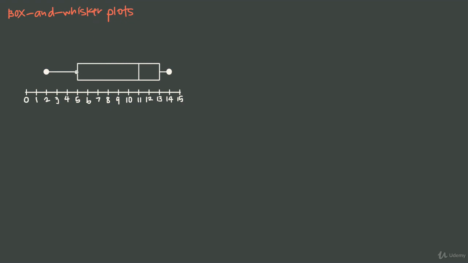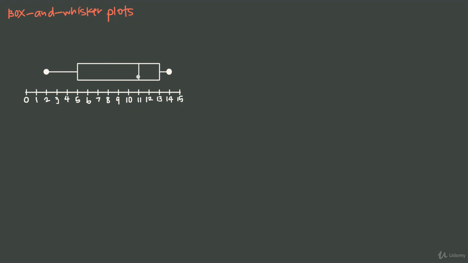And then it's always going to have these lines out to the side. They can be varying lengths, but they'll have the lines out to the side and then very often a little dot on the end. These lines with the dots on the end, these are the whiskers of a box and whisker plot. So you have the box in the center, you have the whiskers on either side, and then you're always going to have this vertical line here somewhere inside the box.